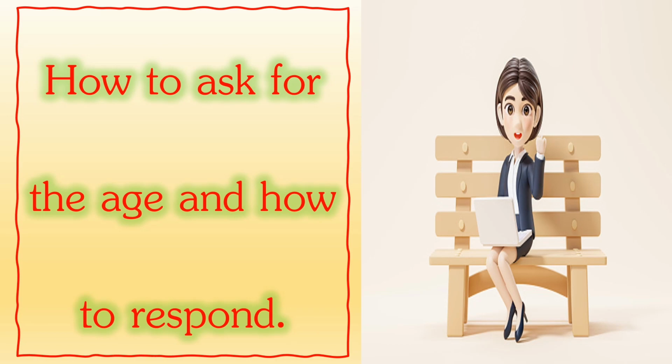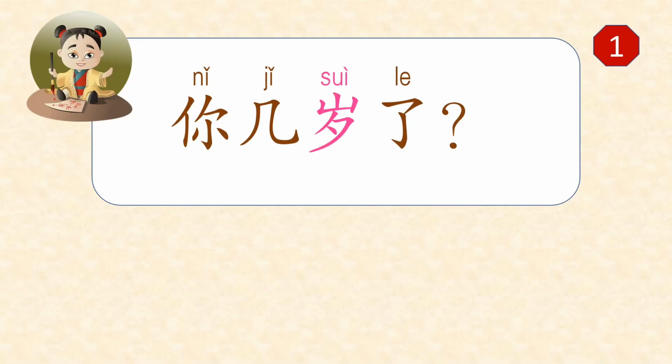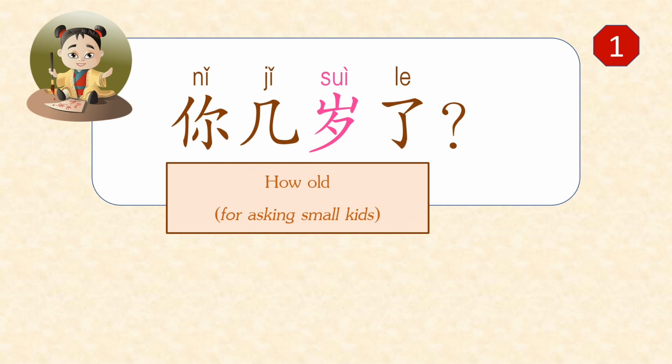Let's continue with the sentences of how you ask for the age and how to respond. There are 3 different ways to ask for age. This is the first way. It's by using this 几岁, 你几岁了? 几岁 means how old. It's used for asking the age of small kids. Usually you use this 几岁 to ask for age of the small kids of 10 years old or below. 你几岁了? How old are you?